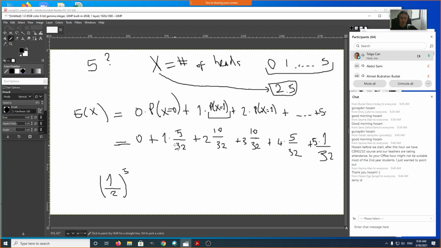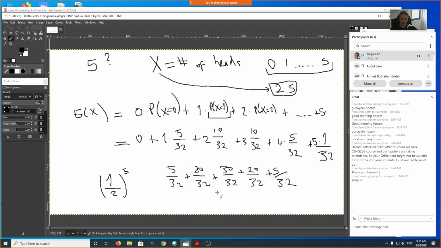So what is going to be? It's going to be 5 over 32 plus 20 over 32, and another 20, then this is 30 over 32, I multiplied with 3, and another 20 over 32, and finally another 5 over 32. So what I did was, this was 0, I didn't add it into the summation. 1 times 5 over 32, 2 times 10 over 32, 3 times 10 over 32, 4 times 5 over 32, and 5 times 1 over 32.